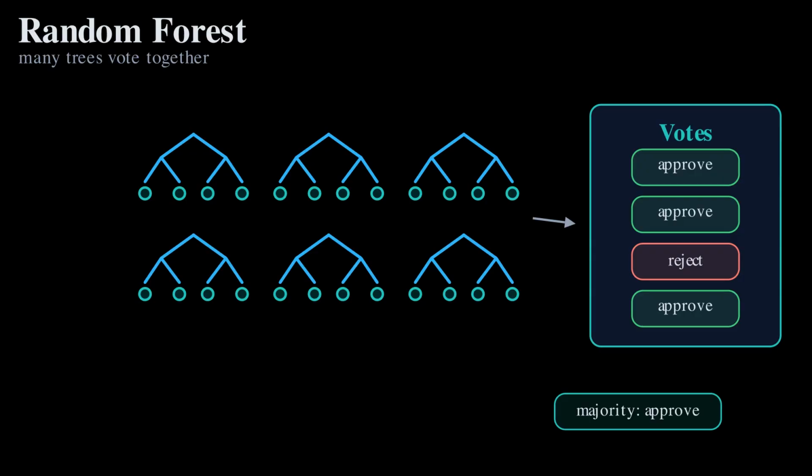Each tree is trained on a different sample of the data. This makes the trees less correlated. During prediction, all trees vote or average their answers. The forest architecture trades some interpretability for better robustness and often delivers stronger performance than a single tree.